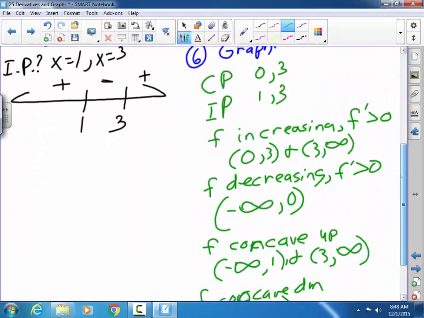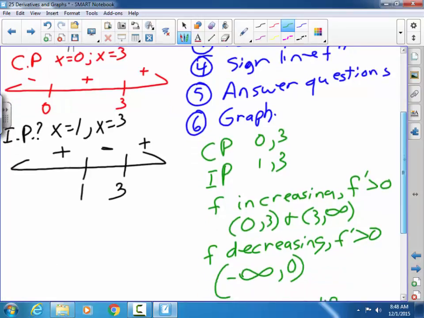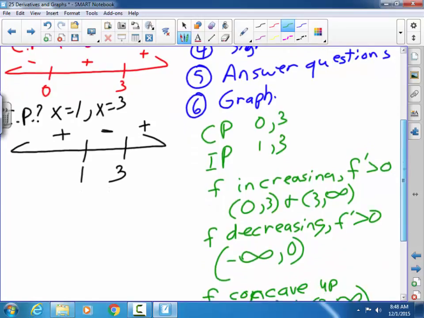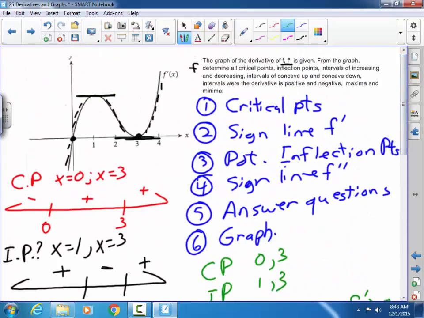Where are our maxima and minima? Do we have any maxima? No, no maxima. Do we have any minima? At? Yep, at 0, right? We have a min at x equals 0 because the first derivative goes from being negative to positive, so 0 is a minimum.